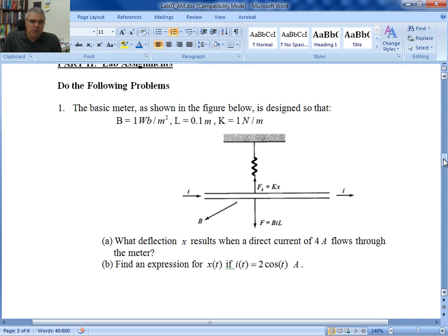For this particular problem, B, L, and K are given, and you are asked to find the deflection when a direct current of 4 amperes flows through the meter. Then you would find an expression for x sub t if i sub t is 2 cosine t amps.